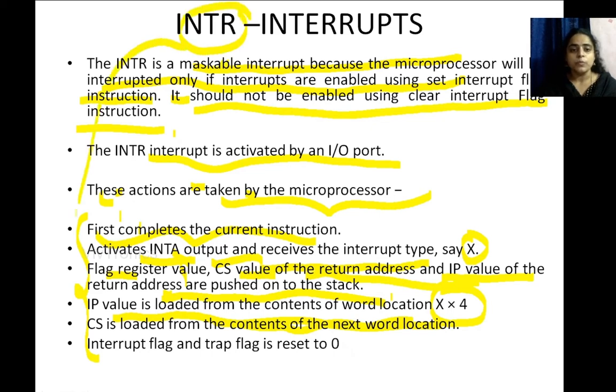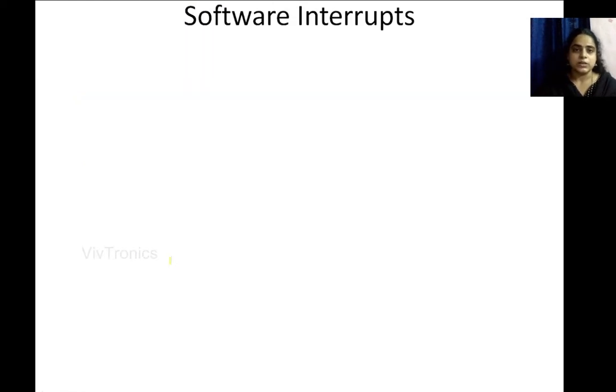So both NMI and INTR first complete the current instruction and then activate the interrupt acknowledgement and follow the steps. In INTR, whenever an interrupt request is there, it executes the instruction, receives the interrupt acknowledgement from the device, and then changes flag values, code segment and instruction pointer as I have discussed earlier.